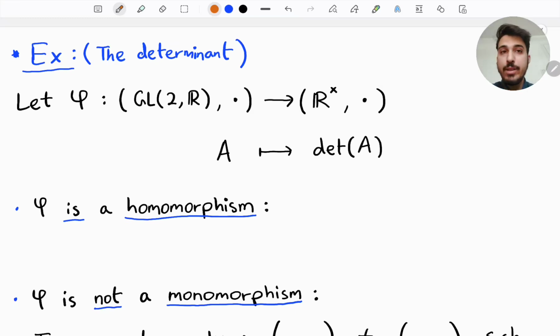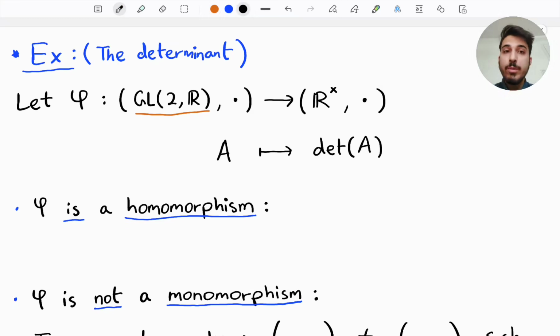Remember, GL2R is the general linear group of order 2. So 2 by 2 matrices with coefficients in R, with the operation being matrix multiplication, and it sends it to a non-zero real number, with the operation being multiplication in this group. The determinant is non-zero because GL2R is defined to be the matrices that have a non-zero determinant. So let us now prove that phi is a homomorphism.